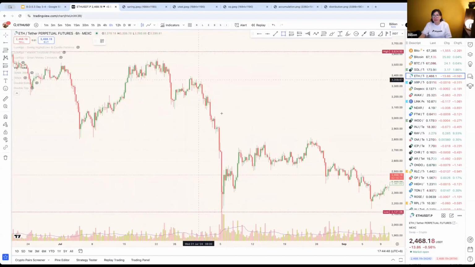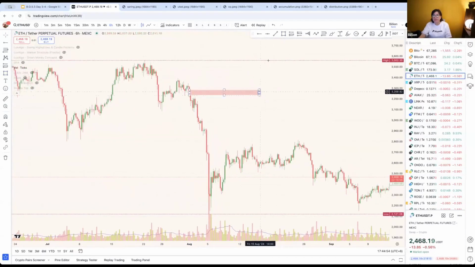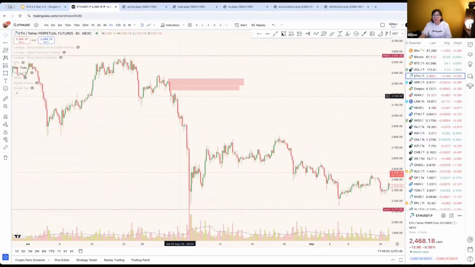So now we can see this part is quite nice. This is the FVG. This is the FVG. This we can mark as an order block. This is good. This price range we can keep an eye on. Okay, so there is an inducement.